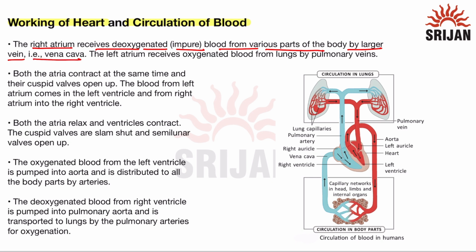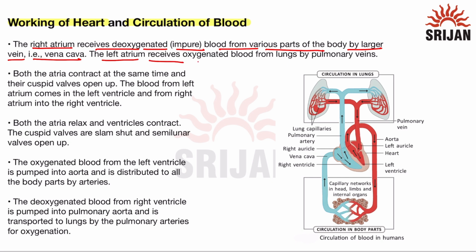So there are two vena cavas. First is the superior vena cava, second is the inferior vena cava. The superior vena cava brings the deoxygenated blood from all the body parts that are above the heart, and the inferior vena cava will bring deoxygenated blood from all the body parts that are below the heart.